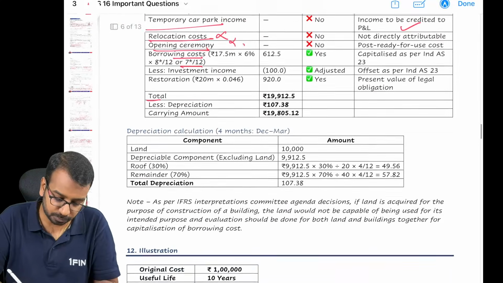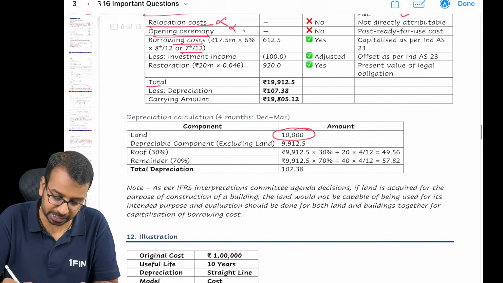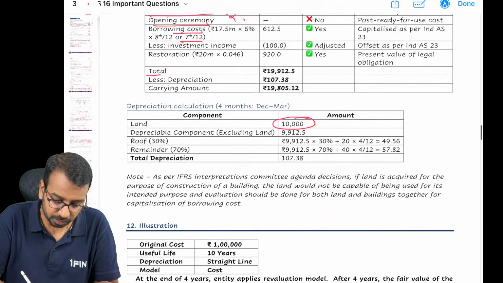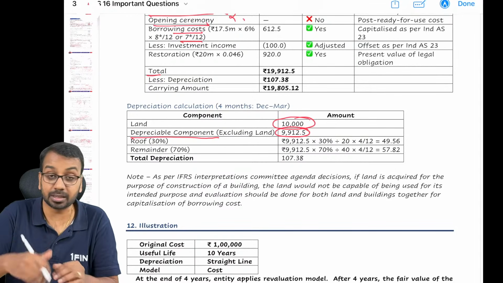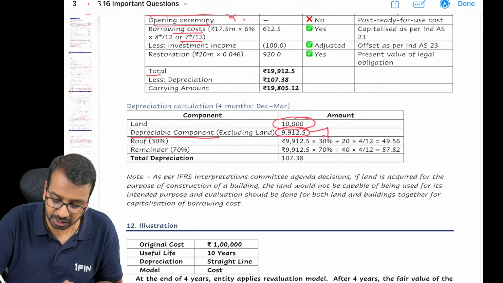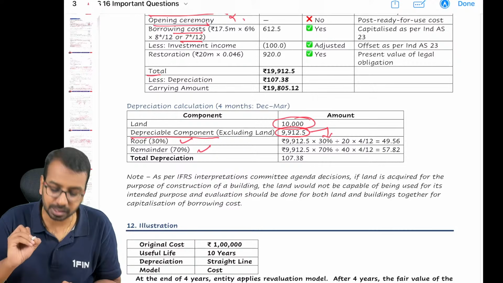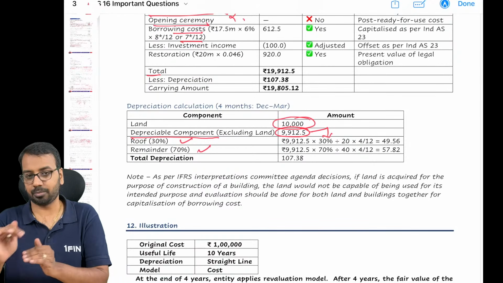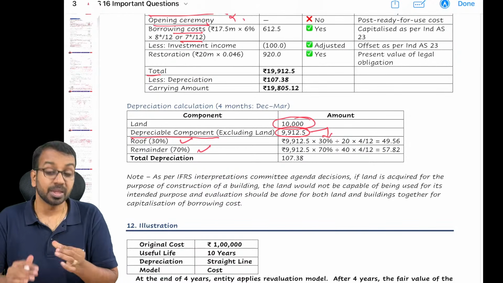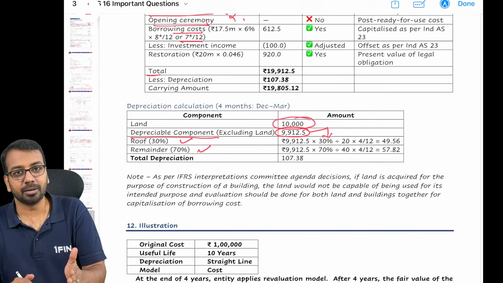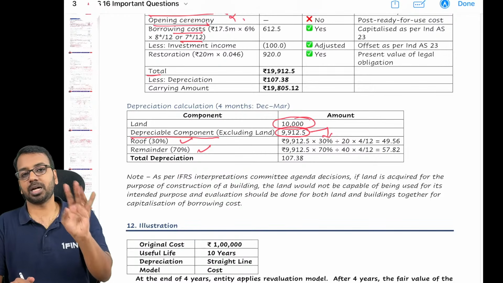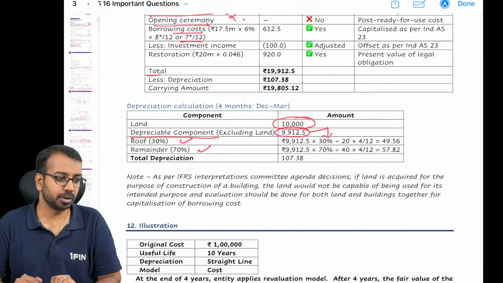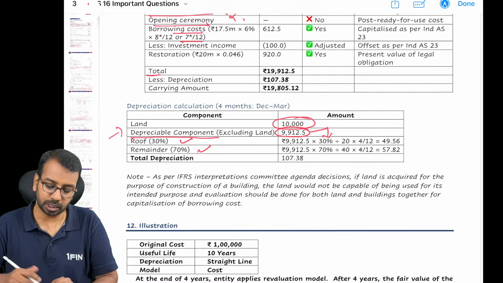So total cost, land is 10,000, then the depreciable component other than land is 9912, that is the cost of building. Of that, 30% is roof, balance is the other component. Second, actual production started in February, but it was ready to use in November end. So December, January, February, March, 4 months depreciation will be calculated. Okay, so that is one more thing you have to keep in mind.